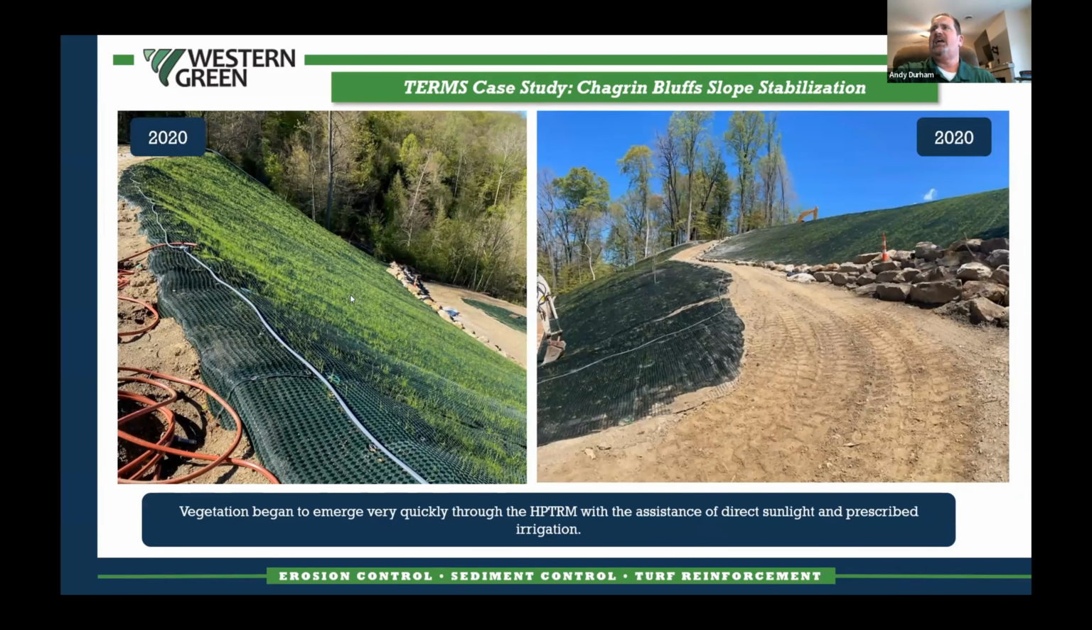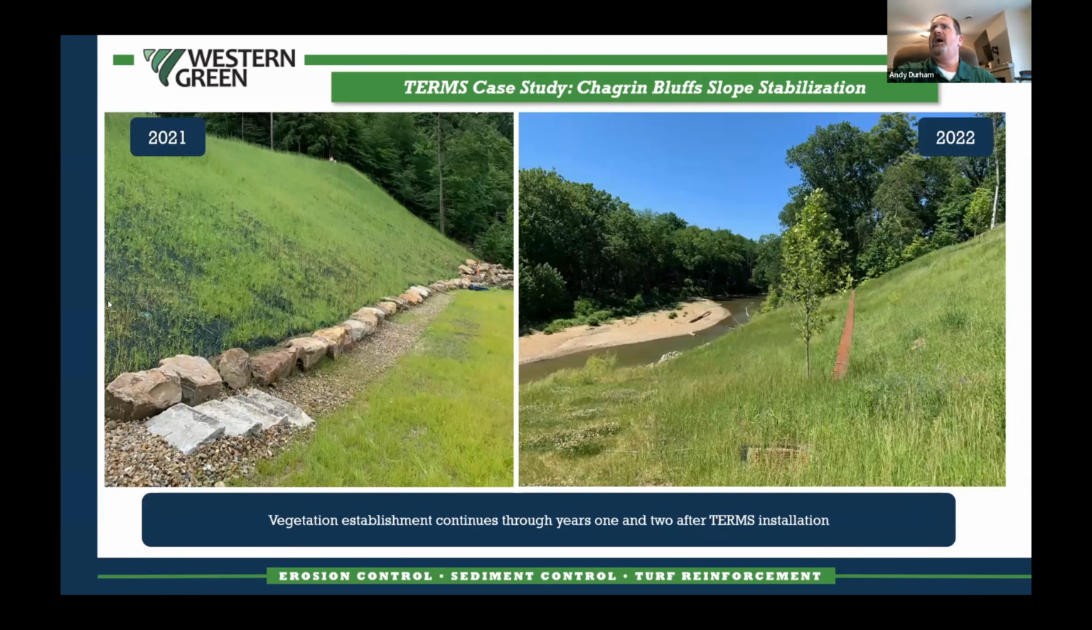This is what the vegetation looks like after immediate growth, and we're talking a couple weeks. So that seed bed that was nicely prepared and irrigated popped pretty quickly through this high performance turf reinforcement mat. This was, like I said, within a couple weeks after it was installed. And then after about a year of installation, we've got a little more than 50% coverage of the total slope. And then if you go 2 years after installation, you can see that it's fully vegetated, almost 90%.